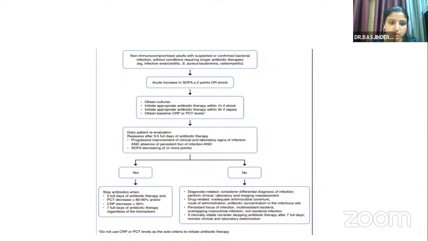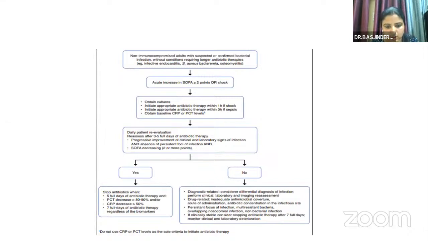But if your patient is not improving, the SOFA has not decreased, then you have to rethink about everything. Is it a diagnosis related issue? Is it a drug related issue? Or is there a persistent focus of infection which we are not able to cover, multi-resistant bacteria, or some overlapping other infection?